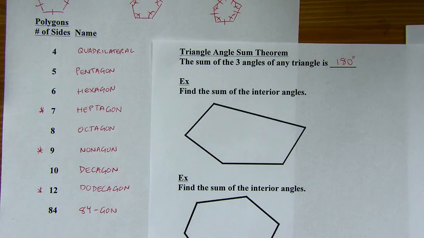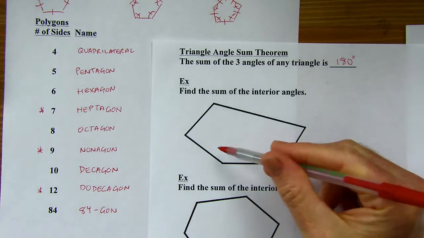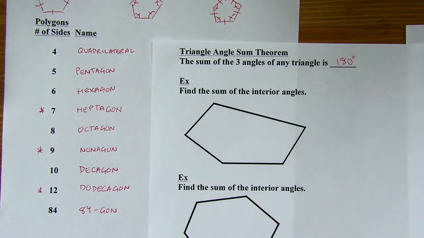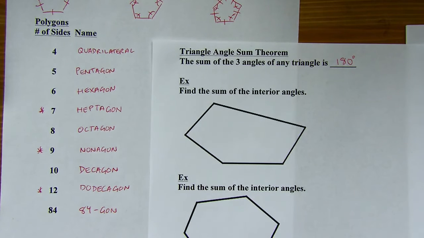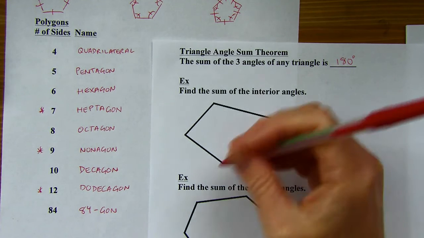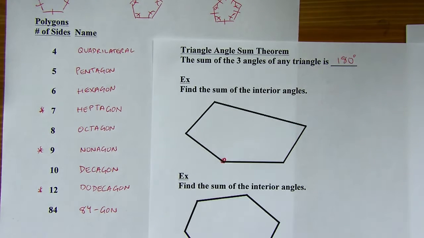Okay, so here I've got something that clearly is not a triangle, and if you count it up, 1, 2, 3, 4, 5. This would be a pentagon. Okay, so let's find the sum of the interior angles. One way to do this is to pick a vertex, any vertex you like. I'm picking this one just because I like that one. But you could do this with any of them.